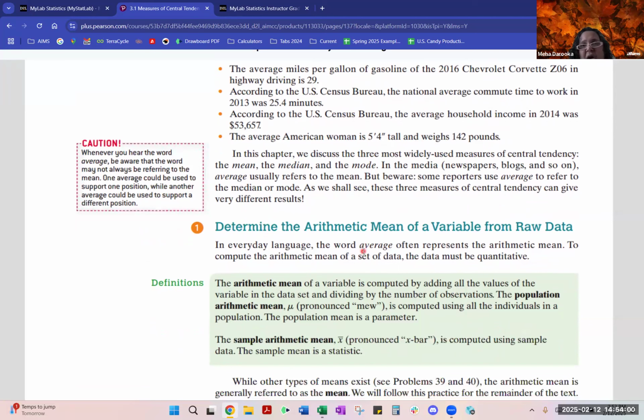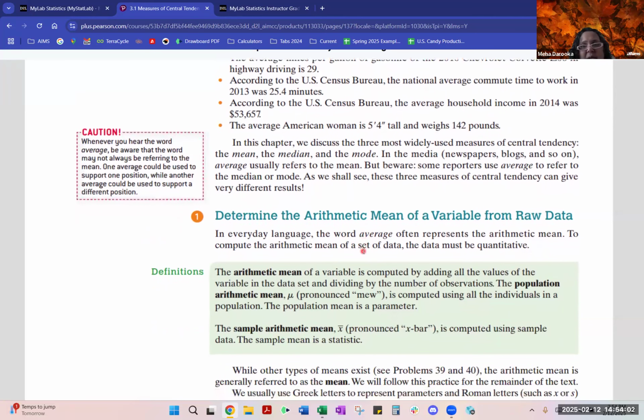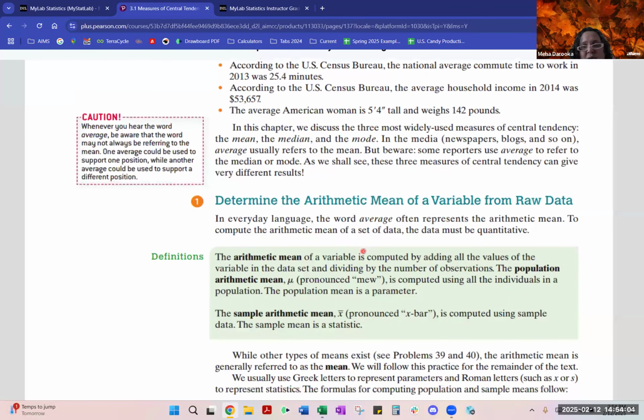So let's start out with our arithmetic mean, which is what we normally call just a mean also. You can call it arithmetic mean, or in most textbooks, we call it just a mean. This is where you take all of the values that you have in your raw data for your variable, add them together, and divide by the number of observations. So how many data values did we have? We divide by that number.